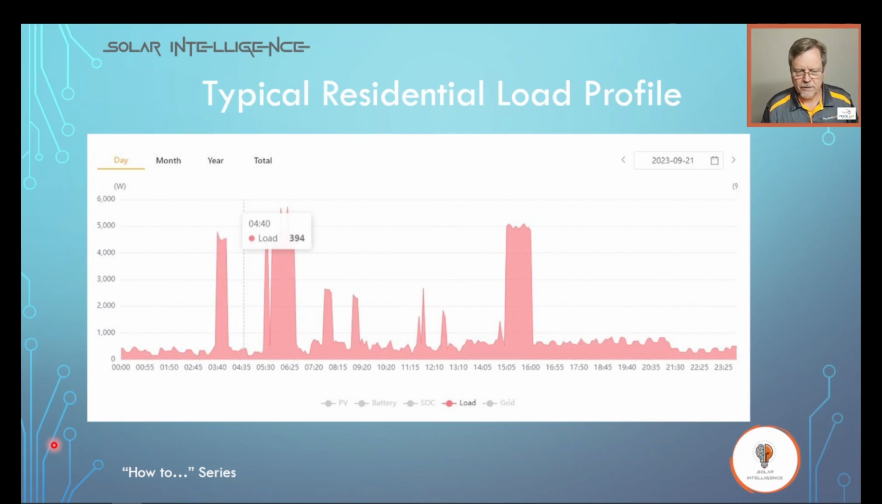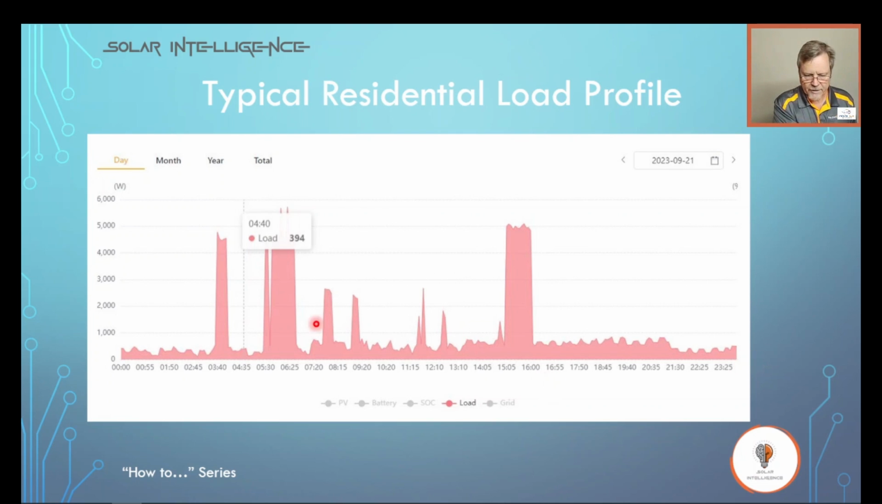First off, we start with the typical residential load profile. What I mean by that is, how does the typical household use electricity? In this graph, on the left-hand axis is power, in watts, and the maximum is 6 kilowatts. On the horizontal scale is the time of the day. There's a 24-hour period from midnight to midnight, showing in red how much power this house is using.